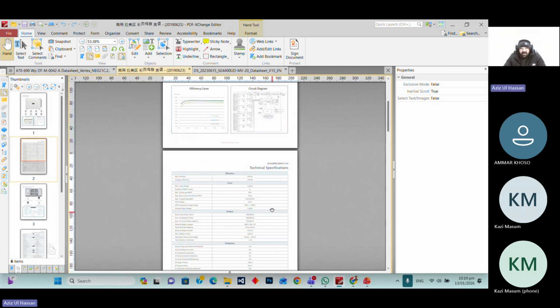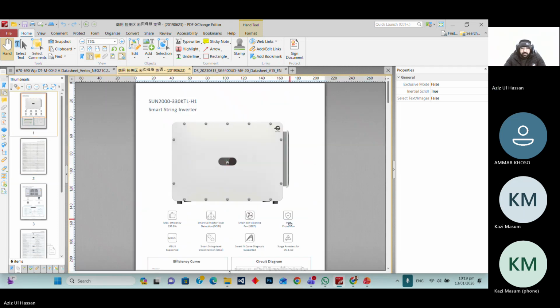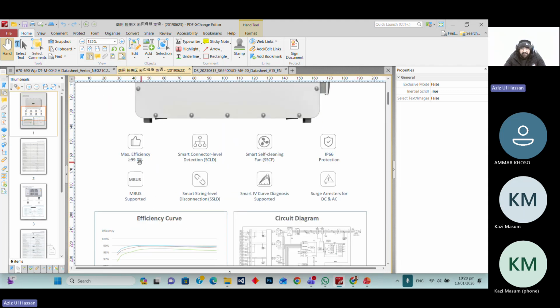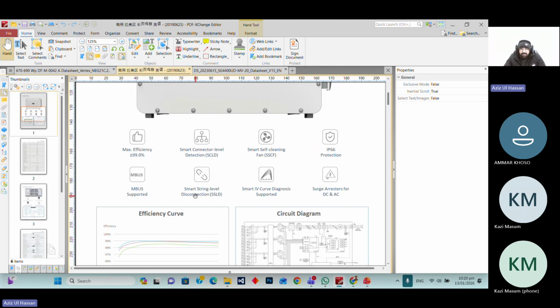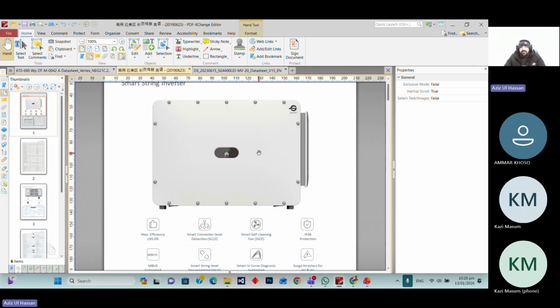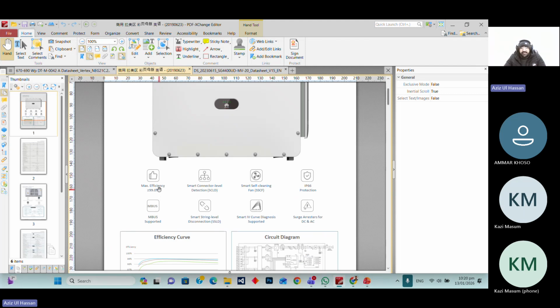Then we have inverter data sheets. Like we have inverter data sheets. They have different maximum efficiency, smart connector level detection, smart self cleaning fan, IP65 protection, Modbus, smart string level disconnections, IV curve diagnosis, and surge arrestor, AC and DC. So our inverter has these functionalities.